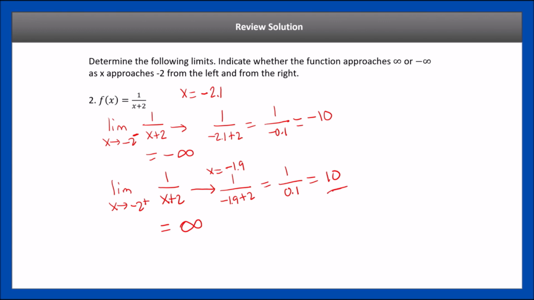Again, the number here is not really important. It's whether it's positive or negative. That's really what we want to determine, the direction of infinity, right? Positive or negative. So in this case, if we were to write the one-sided limit or the two-sided general limit, we would write D and E because we have two different directions.